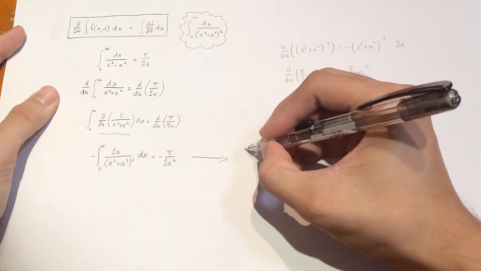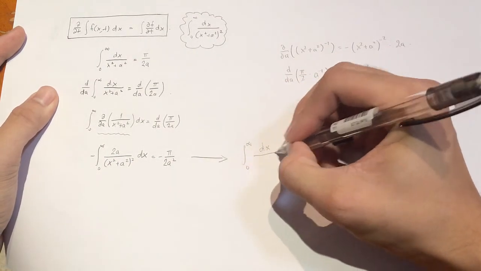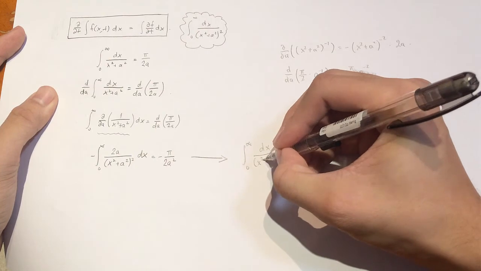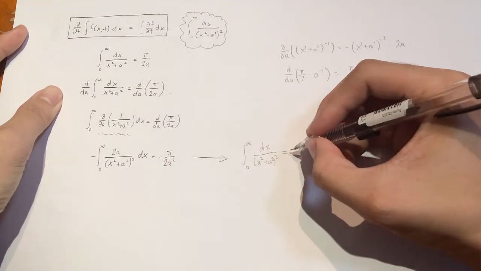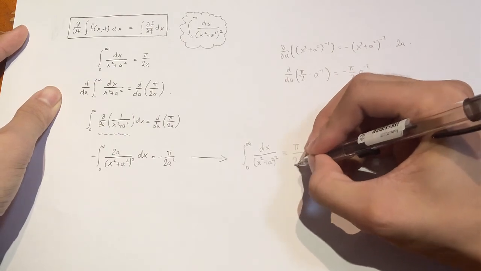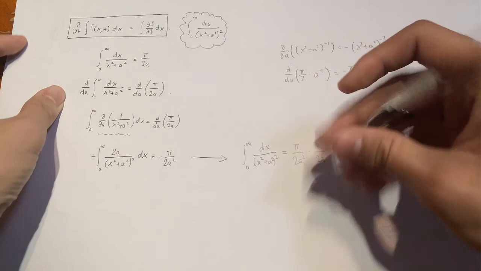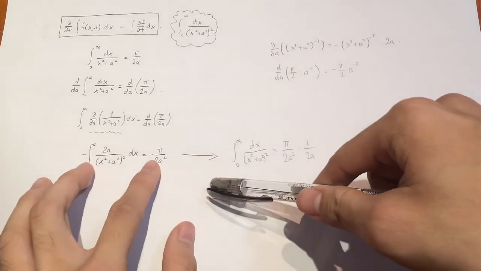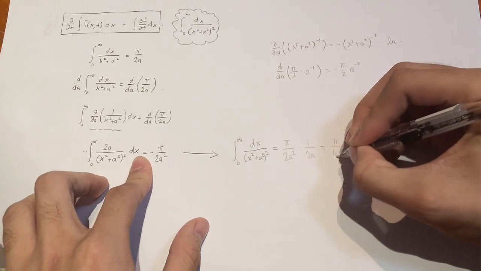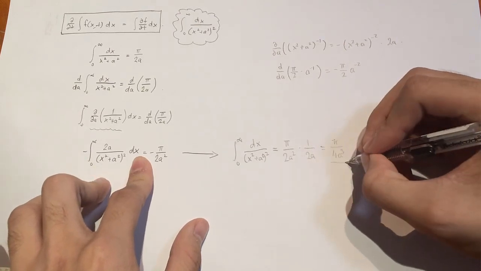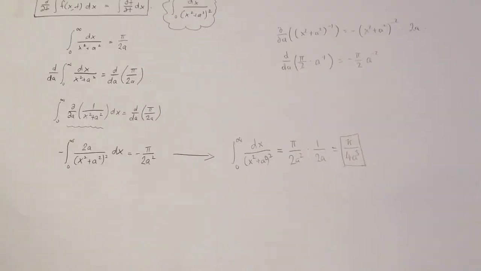We'll just get that the integral from 0 to infinity of dx divided by x squared plus a squared to the power of 2 equals pi over 2a squared multiplied by 1 over 2a. And obviously, because the minus signs cancel each other out, you would just get the answer of pi divided by 4a cubed. And that is the answer of your integral.